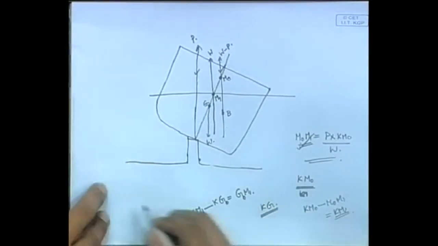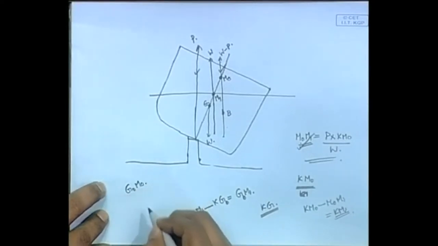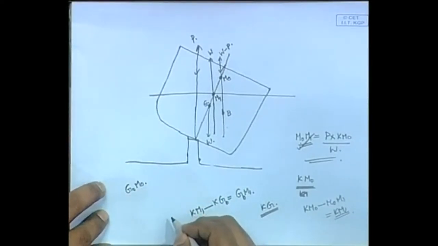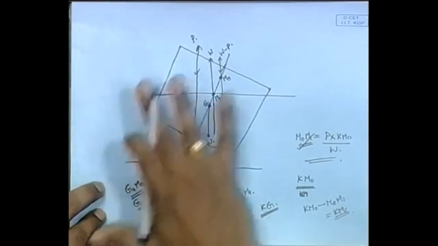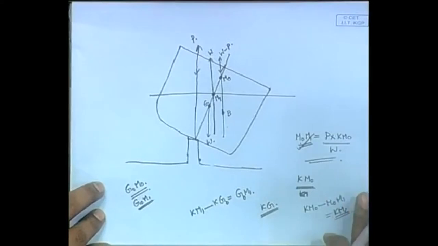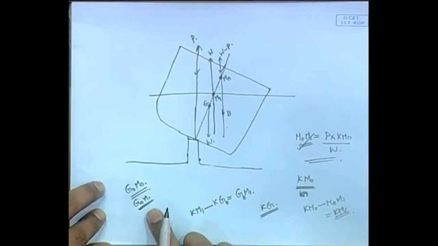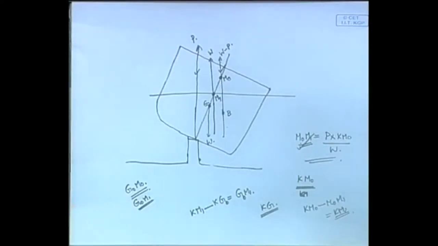Initially there was G0M0, which was before the vessel touched the ground, before dry docking or before the critical instant. I defined critical instant as the instant at which the ship touches the keel block. Before that it is G0M0, then it becomes G0M1, according to this method of solving the problem. So this will give you your new position of GM. G0M1 is your new GM. And if this GM has become negative, you know that the ship has become unstable. This is the first way of doing it.